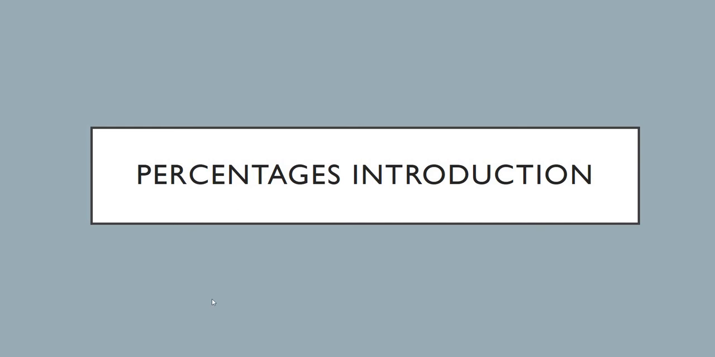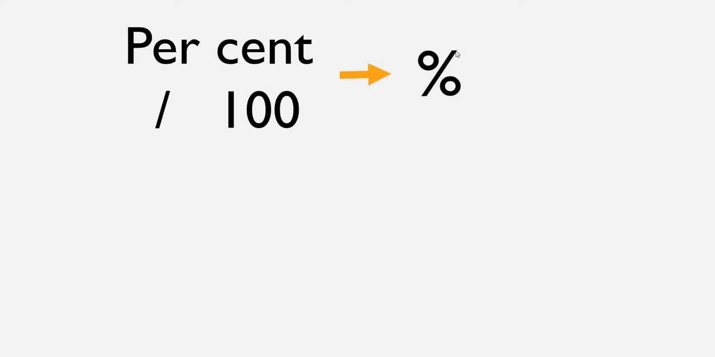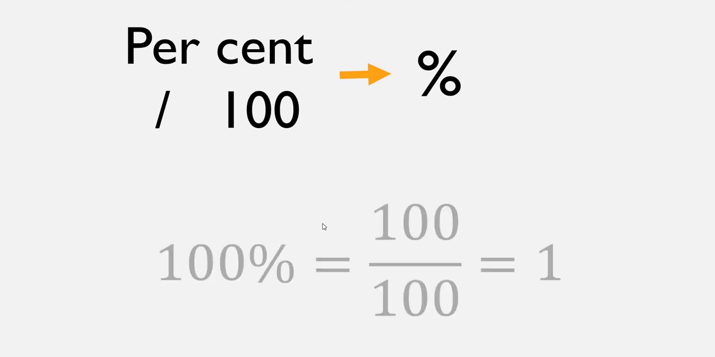Hi, in this video I'm just going to explain the PowerPoint that I sent to you in that email. So what we want to do is look at percentages. Now remember, percentage means percent. Per means out of or divide, and cent is 100. So you can see that reflected in the symbol: divide by 100.